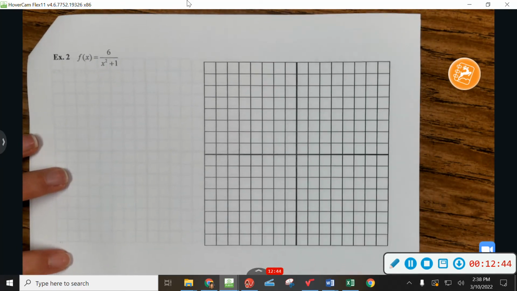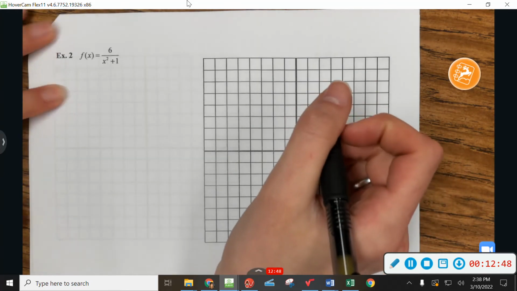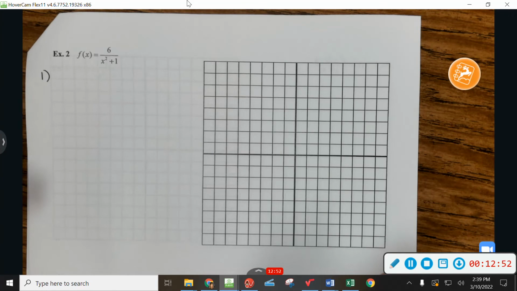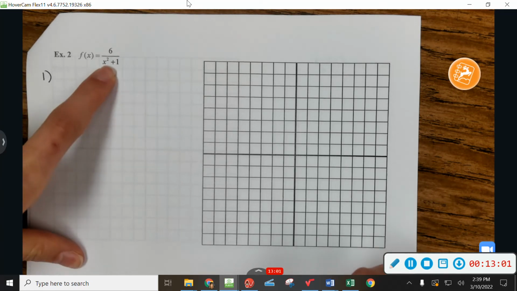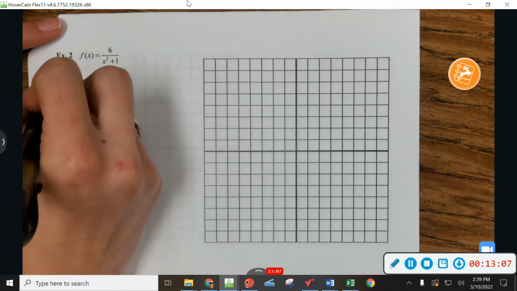So example 2, I've got f of x equals 6 over x squared plus 1. My first step, we always check to see if we can factor. Can we factor that? No, even though it looks like you could factor it into x plus 1 and x minus 1, that's only whenever it's the difference of two squares. This is the sum of two squares. I cannot factor. Okay? So then I'm going to move on.